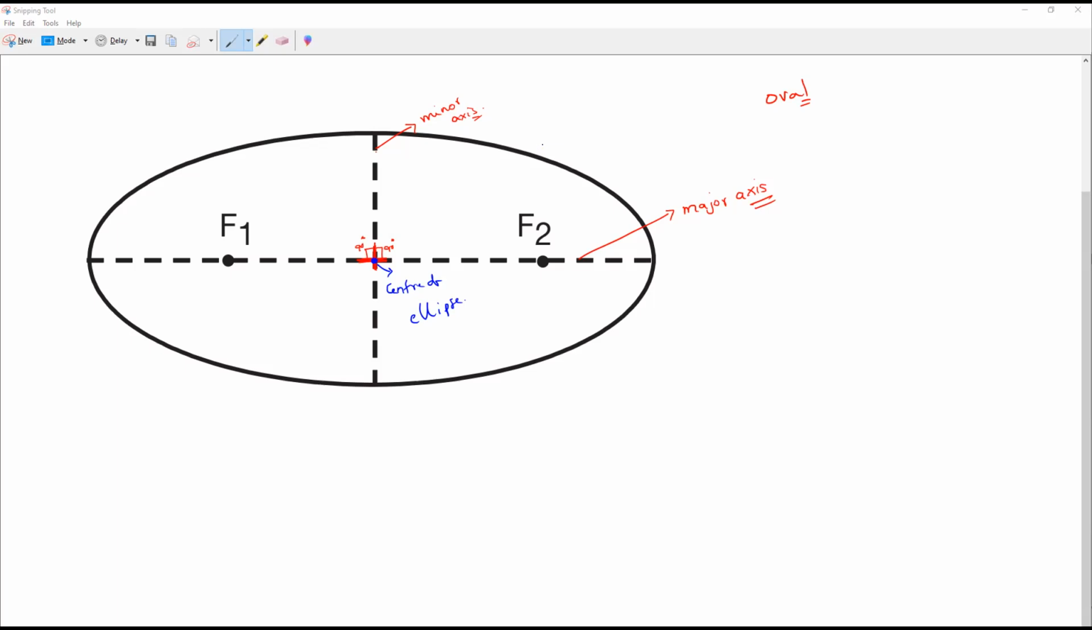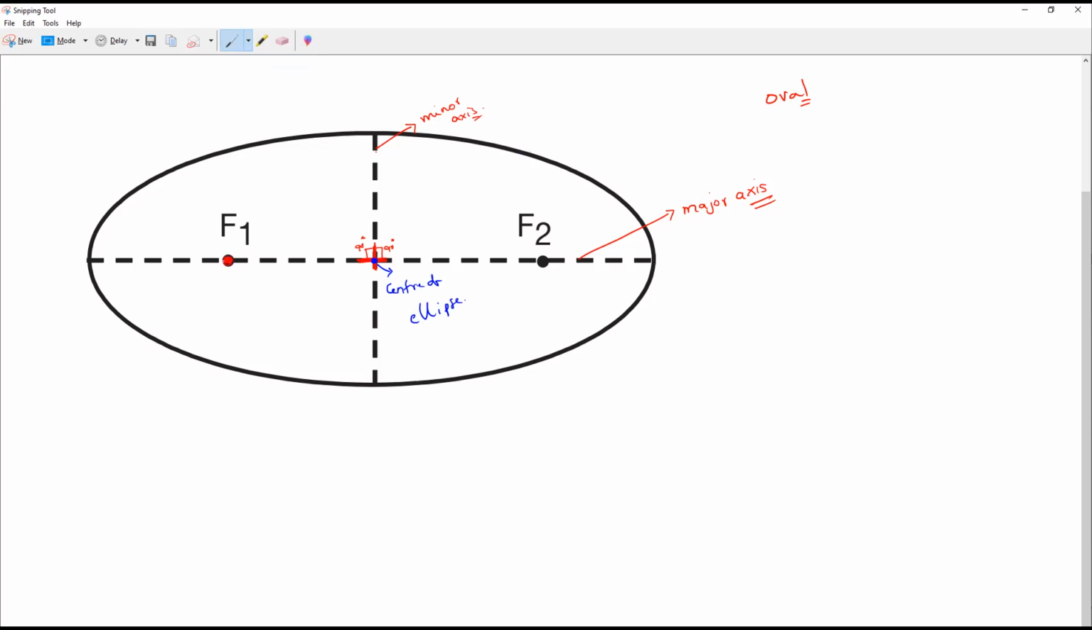Everybody remember, an ellipse has two fixed axes. One is the major axis, another one is the minor axis. And the intersection point is called the center of the ellipse. Now, there are two fixed points on the major axis of the ellipse, and these are called foci. You can notice two fixed points: here one fixed point, here one fixed point.